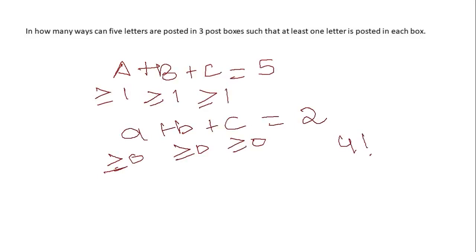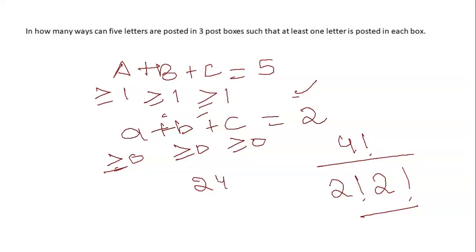4 factorial. Now 2 plus 2 is plus sign. So 4 factorial divided by 2 factorial into 2 factorial. So your answer is going to be 24 by 4, which is equal to 6. Good job, clear. Uday and Kalai, good job, very good job. Kalai, exceptional.